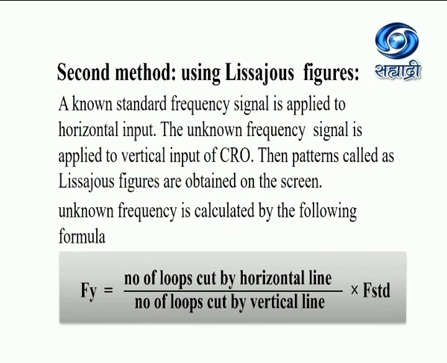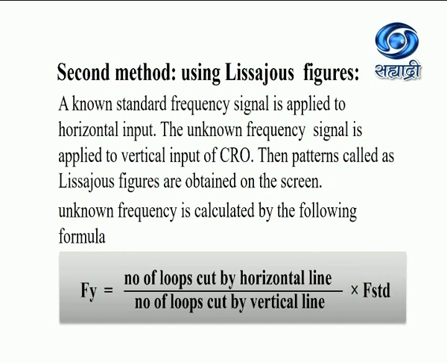The second method is using Lissajous figure. So this method is basically to calculate the unknown frequency which is applied to the CRO. A known standard frequency signal is applied to the horizontal input, and the unknown frequency signal is applied to the vertical input of CRO. Then patterns called Lissajous figures are obtained on the screen. Unknown frequency is calculated by using the following formula.